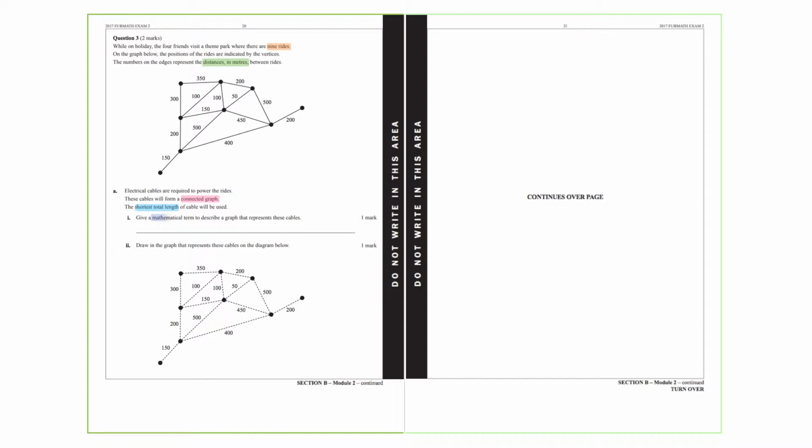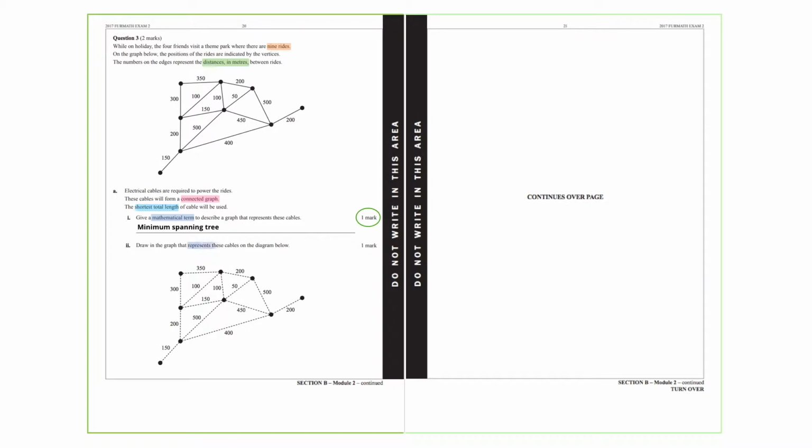Part I. Give a mathematical term to describe a graph that represents these cables. The term is minimum spanning tree. This question is worth 1 mark for the correct answer.